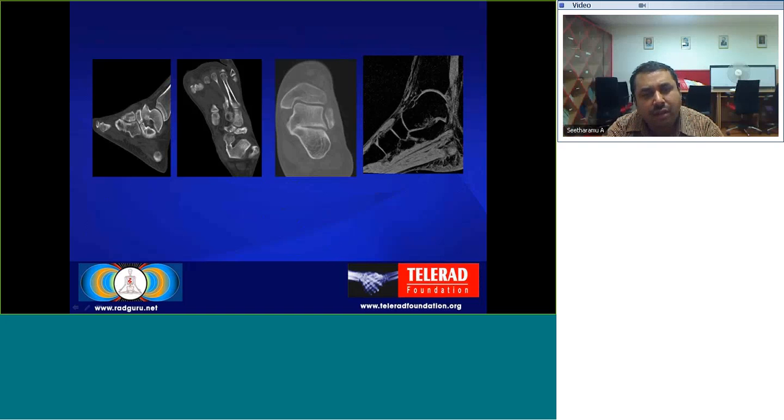These are the CT images demonstrating abnormal fusion of the navicular and the sustentaculum tali. That is the calcaneonavicular type of coalition. This is a fusion of the talus and the calcaneus. This is the talocalcaneal type of coalition, and the MR demonstrating the fibrous coalition between the navicular and the anterior process of the calcaneus. This is the coalition which is predominantly of the fibrous type.